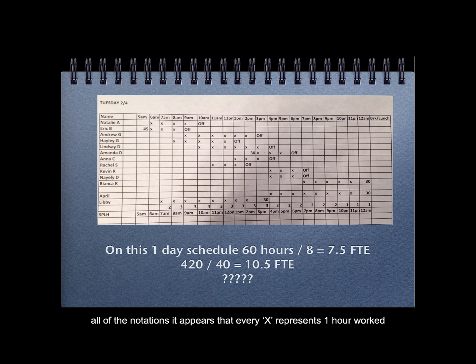Though I don't understand all of the notations, it appears that every X represents 1 hour worked. So I counted up the hours, ignoring the other notations, and arrived at a total of 60 hours needed to cover one workday at this business. Divide by 8 because it's one day, and you arrive at a figure for comparison of 7.5 FTEs worked if everyone works precisely the amount scheduled. No early or late arrivals or departures.